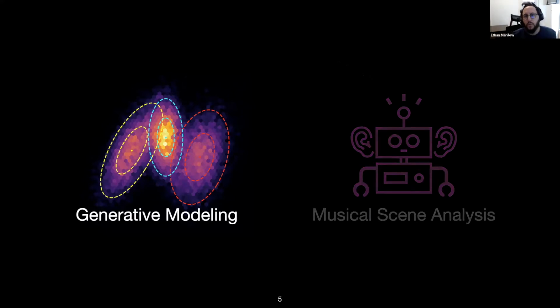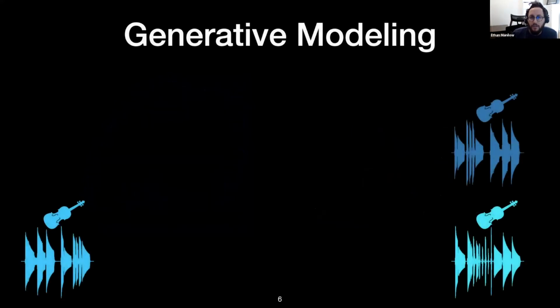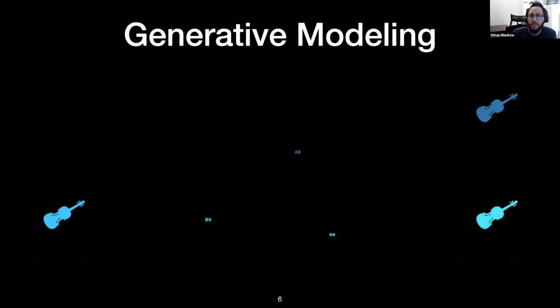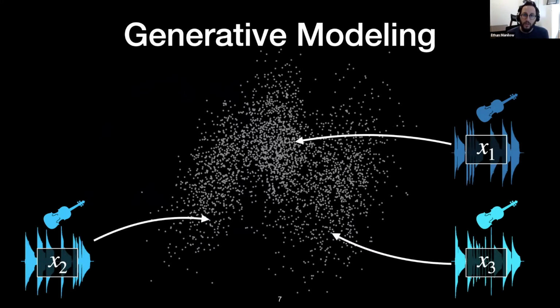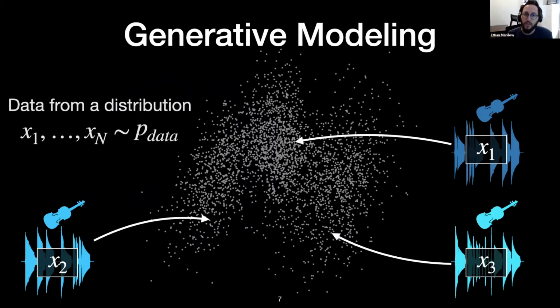So first, let me quickly provide a definition of generative modeling. Let's say we have a set of recordings of violin excerpts, and we can think of these excerpts as existing in some sort of space. For example, the space of their waveforms as a collection of audio samples, or maybe the space of notes. And these are just three of many possible examples of plausible violin excerpts, which are shown as the many dots on screen. And we can say these examples are drawn from some probability distribution P_data, with a D.